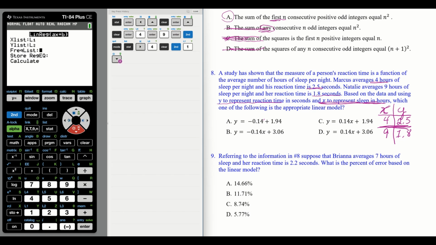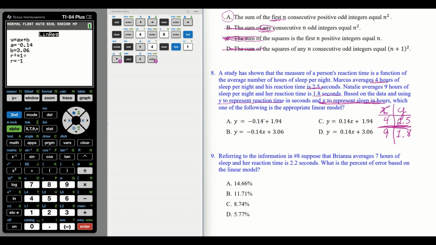Okay, that's great. The frequency list, you don't worry about that. That's for something else. But what we do need to worry about is where it says store your regression equation. That's what we just did. So we want to go vars over to the y vars, and we want it on function. Enter, and we're going to put it in y1. Enter again. Enter and enter.